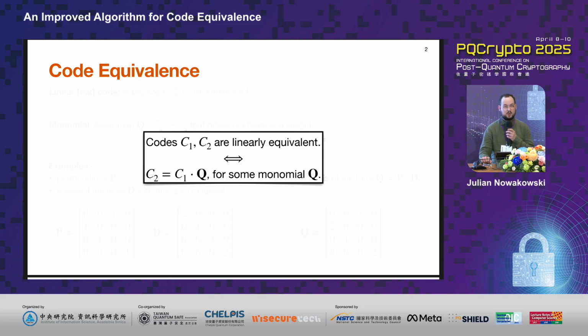Okay, and with all of that set up, we can now define what code equivalence is. We say that two codes, C1, C2, are linearly equivalent if and only if we can write C2 as C1 times Q, where Q is some monomial.